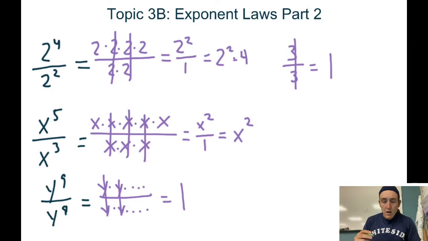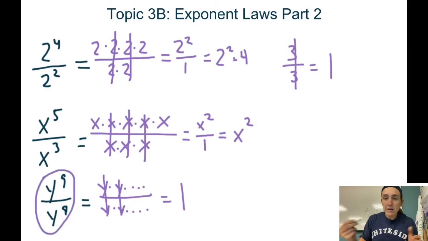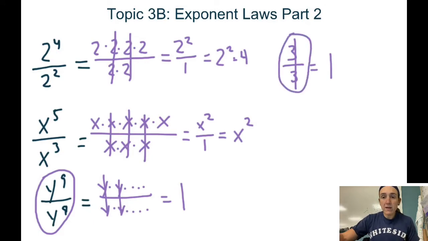So, another way to think about this, if I go back to the beginning, it was y to the 9th over y to the 9th. That's the same thing as up here when I had 3 over 3. That's just 1 because it's the same thing in the numerator and the denominator. So if I recognize that y to the 9th over y to the 9th is the same thing, we know it's 1.